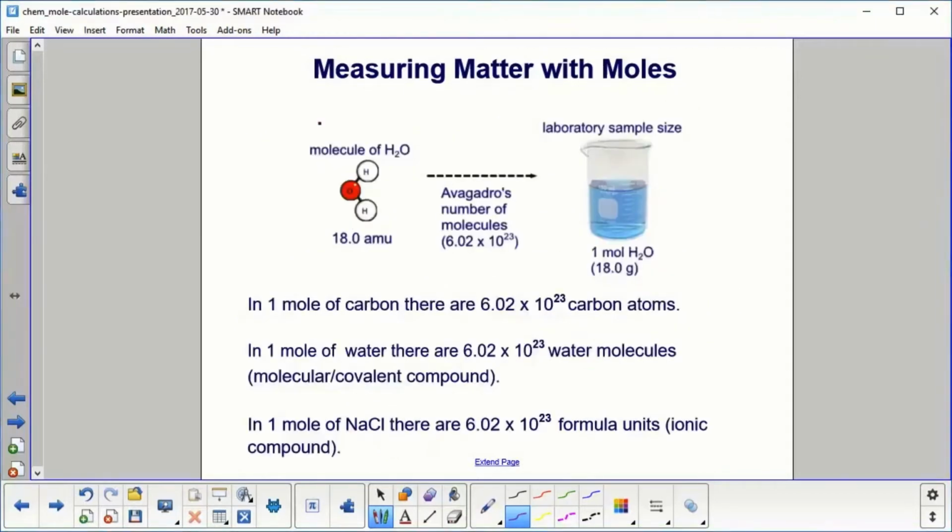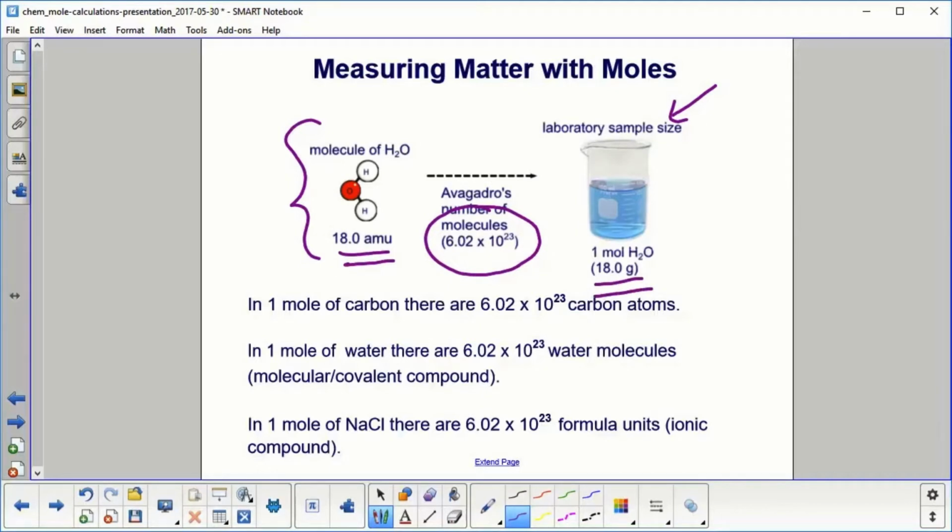So let's start with a molecule of water, which is 18.0 AMU, and we want to find out how many molecules are in 1 mole of water, where we get up to a laboratory sample size over here. Well, there's 6.02 times 10 to the 23rd molecules of water. Notice again, we'll get to this a little bit later, the relationship between the AMU and the grams.